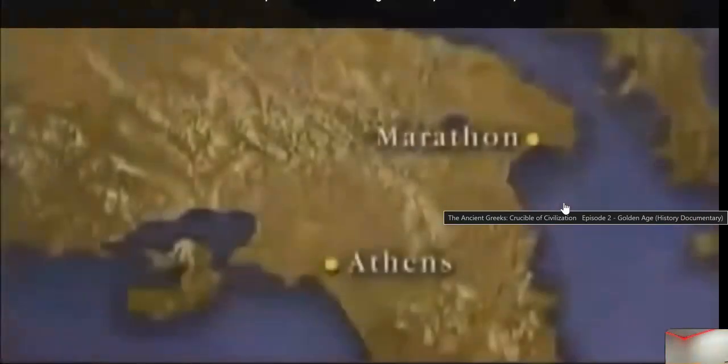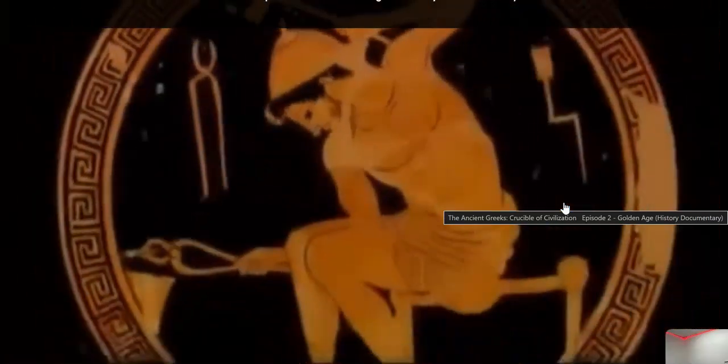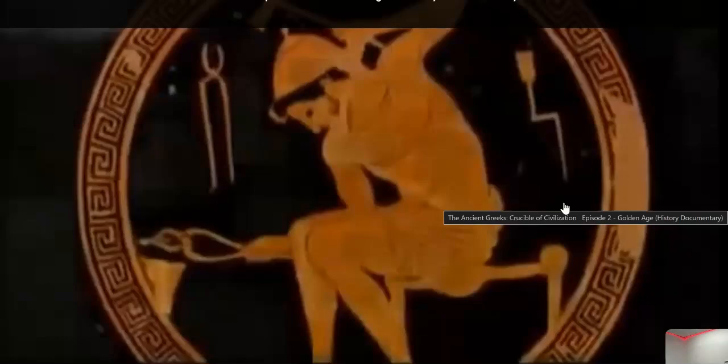The Persian force landed at a sandy bay called Marathon, just 26 miles from Athens. News of the invasion spread through the streets like wildfire. This was a city without a standing army. Every male citizen would have to come to the defense of his state. The poorer citizens have spears, sticks, bows, and arrows, whatever weapons they can find.